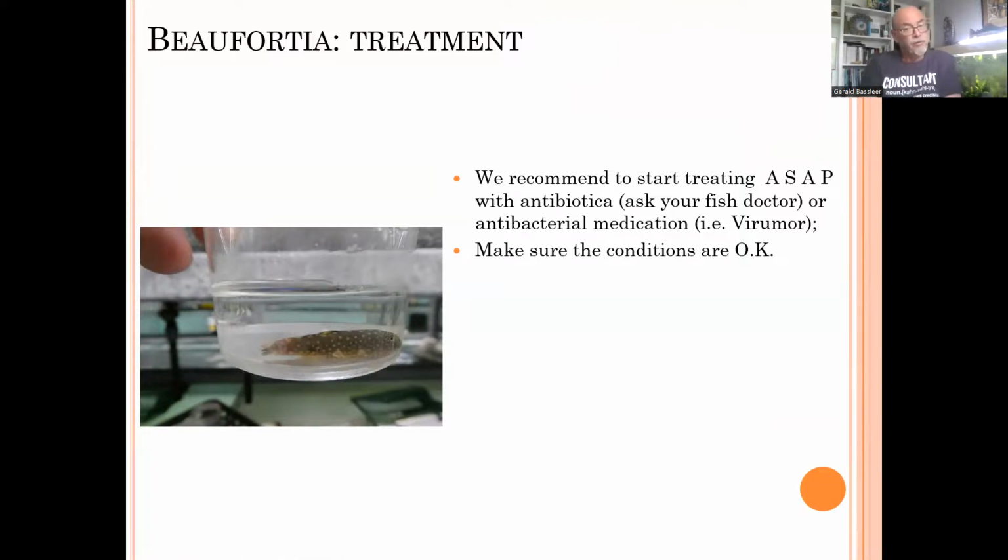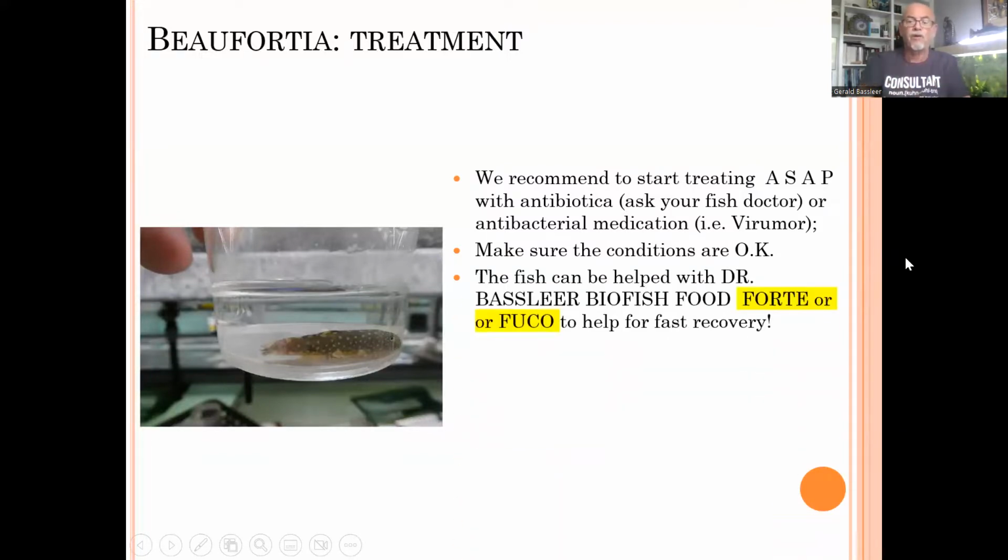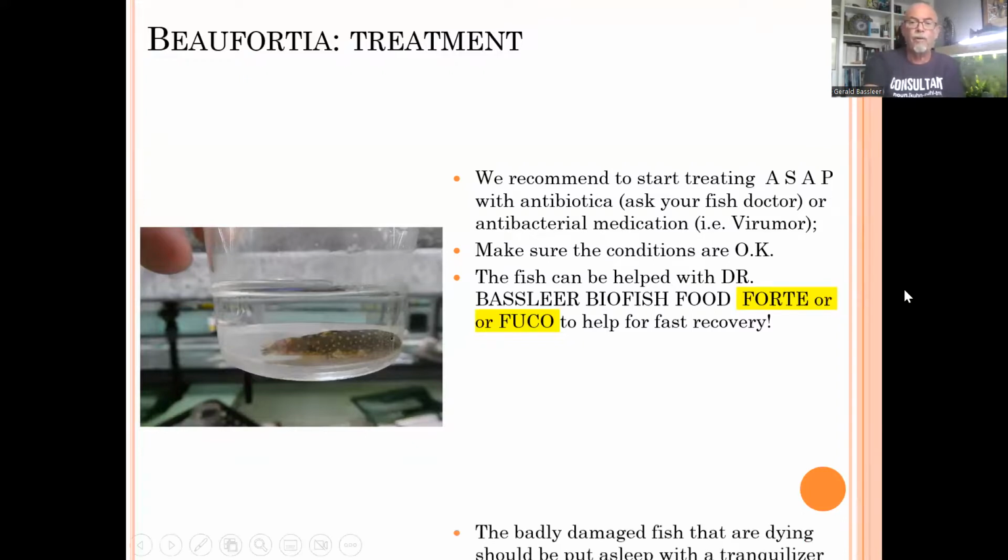Of course, first of all, you have to make sure that the conditions are okay, that good water is there, good filtration, proper quality of fish care. And you can help with a fish food that helps the fish to recover much faster and to go into a defense mode with its immune system. I recommend, therefore, Dr. Bassleer Biofish Food Forte or the Fuco.